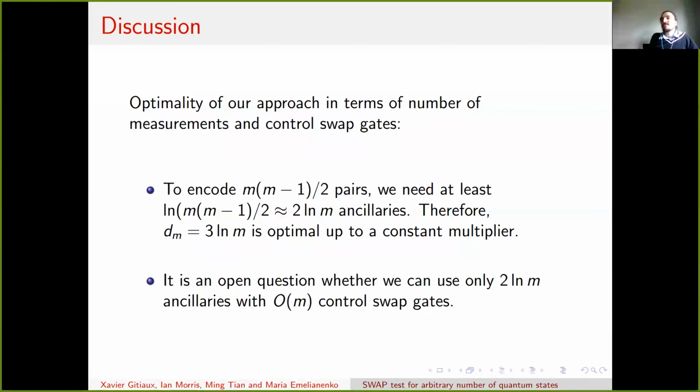Obviously, the question is, does there exist a circuit that would use only 2 log m ancillas? We have not answered that question. The second question we have is, now we use 3m/2 control swap gates, and we don't know if, for circuits that use order of log m ancilla measurements, we can actually get fewer control swap gates.